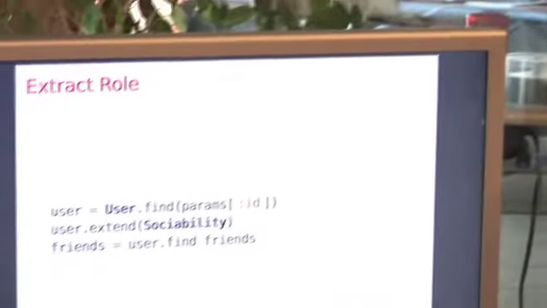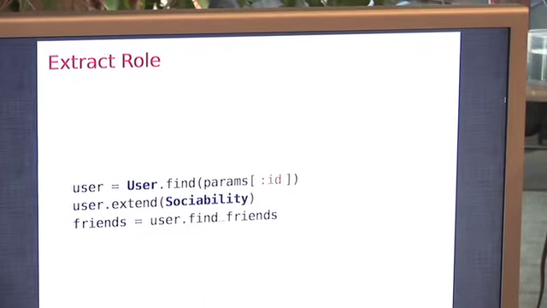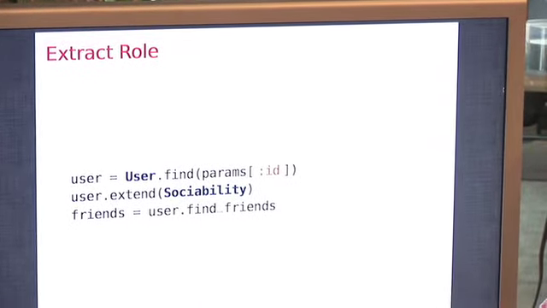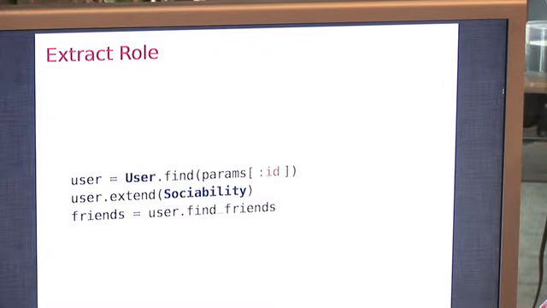So here we go, we are extracting a module again. It looks exactly the same as when we extracted the module the first time, but this time we use it by finding our user and then we extend it dynamically with our module at the point where we decide we want to use some of those social features.